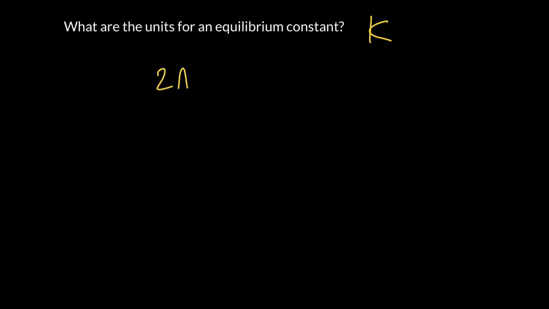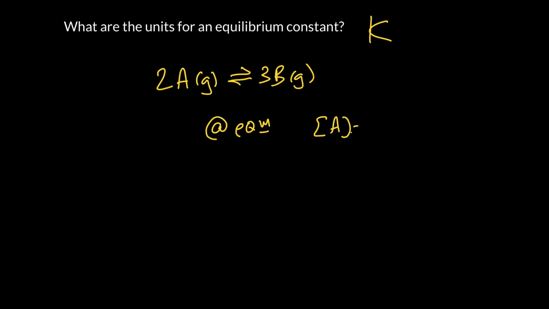So let's take an equilibrium. 2 molecules of A in equilibrium with 3 molecules of B. And at equilibrium, we measure the concentrations of A and B, and maybe the concentration of A is 0.1 molar, and the concentration of B is 0.2 molar. So we can form the equilibrium constant.